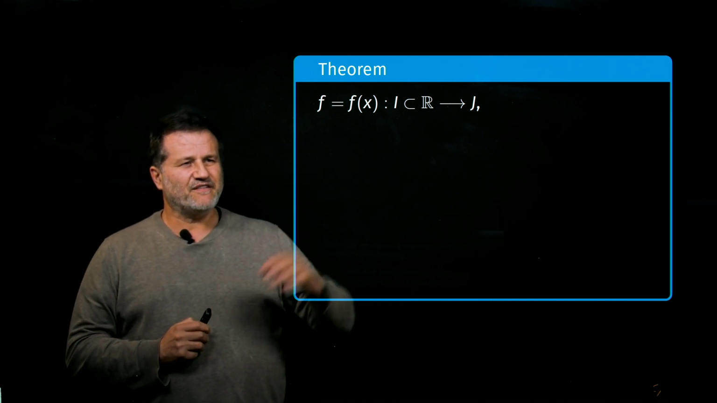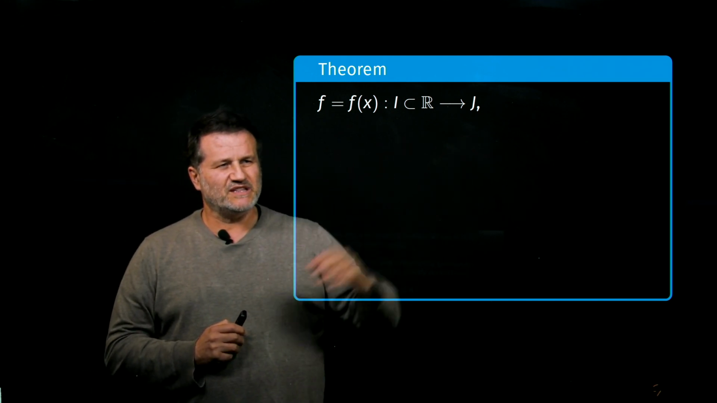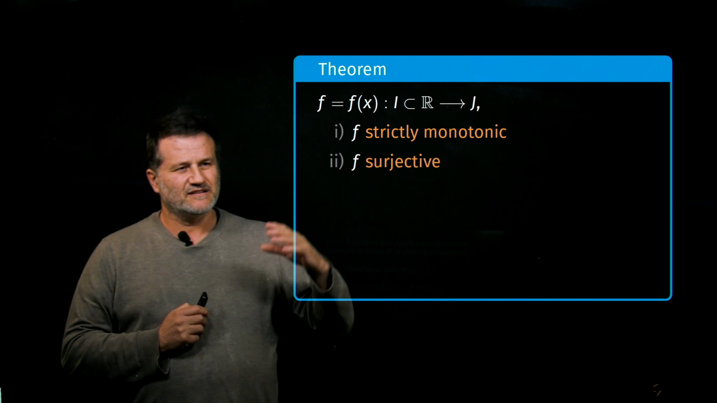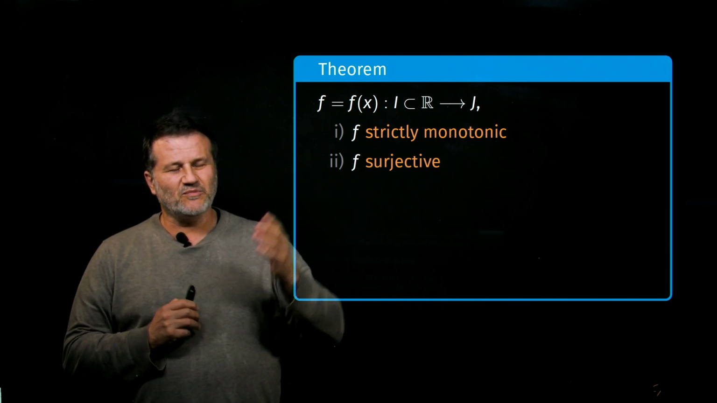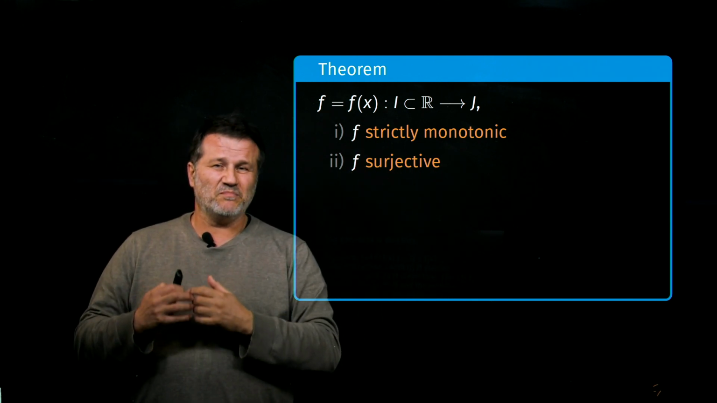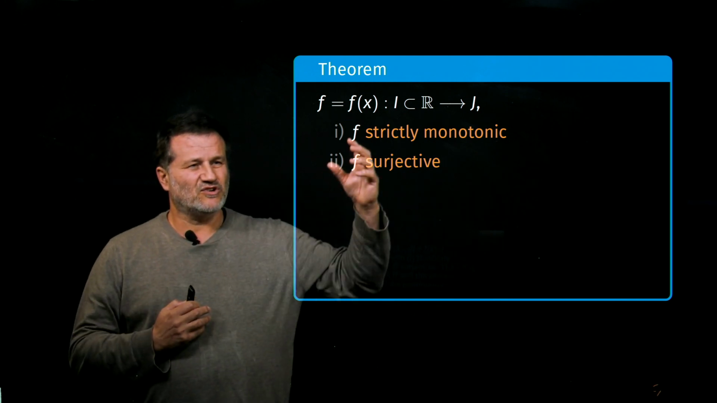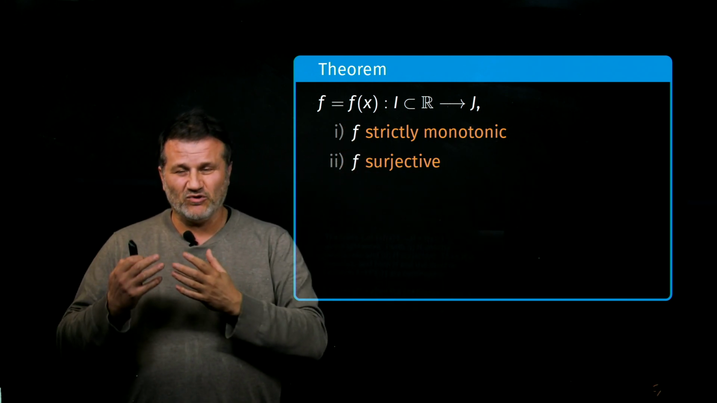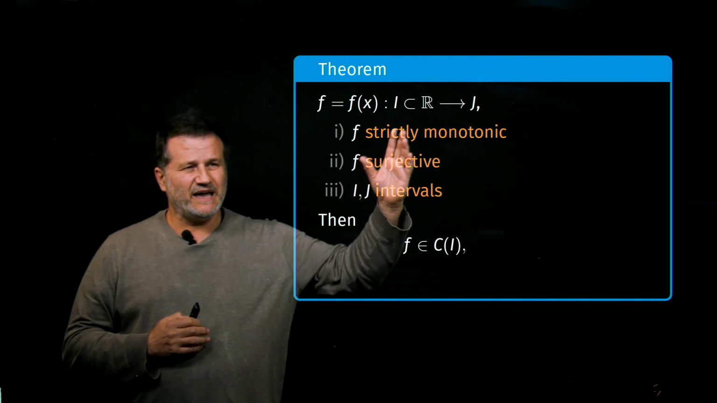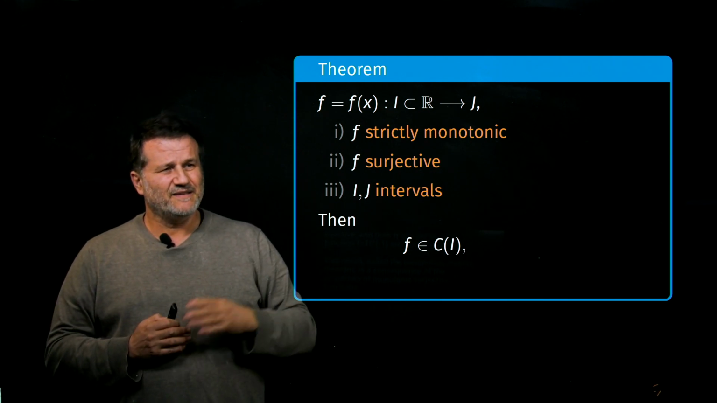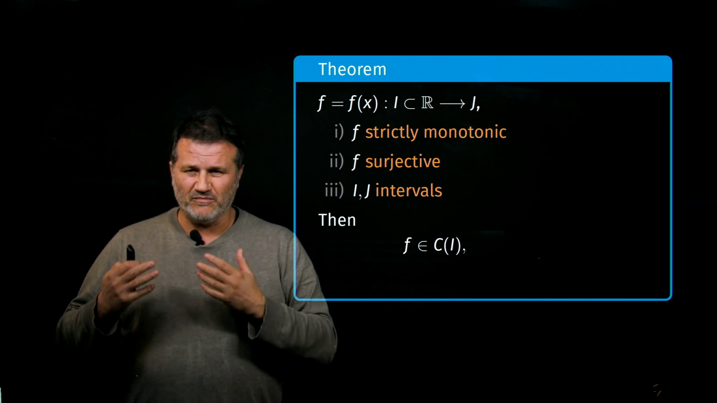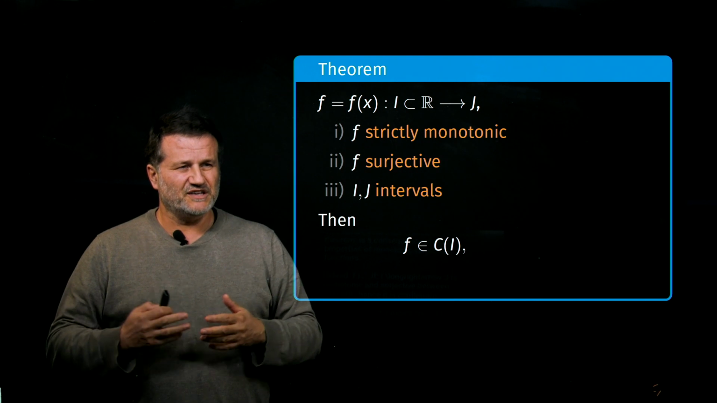Let f be a function defined on I and with values in J, such that it is strictly monotonic and surjective. Notice that these two combined say that f is bijective, because the first one in particular implies that f is injective. So from these two, we deduce that f is also invertible, and there is an inverse. And moreover, we assume that the domain and codomain are intervals. Well, in this case, we know that f is continuous. This comes from the theorem of monotonic surjective functions on intervals.